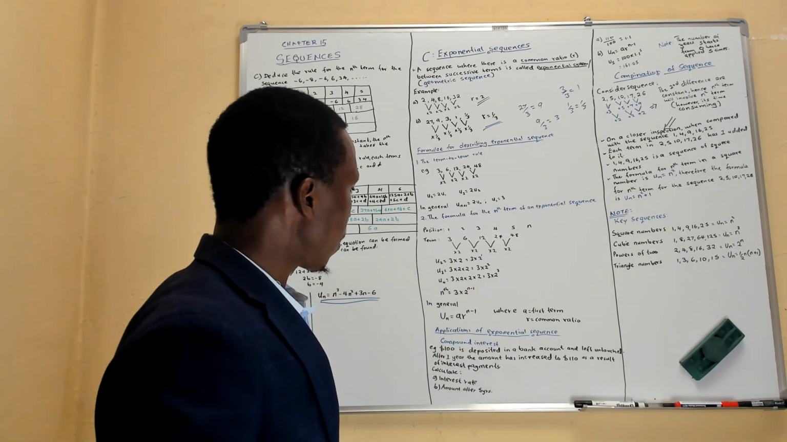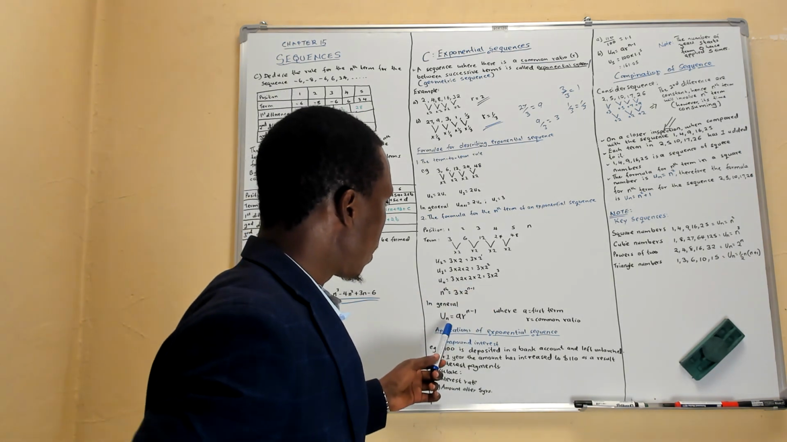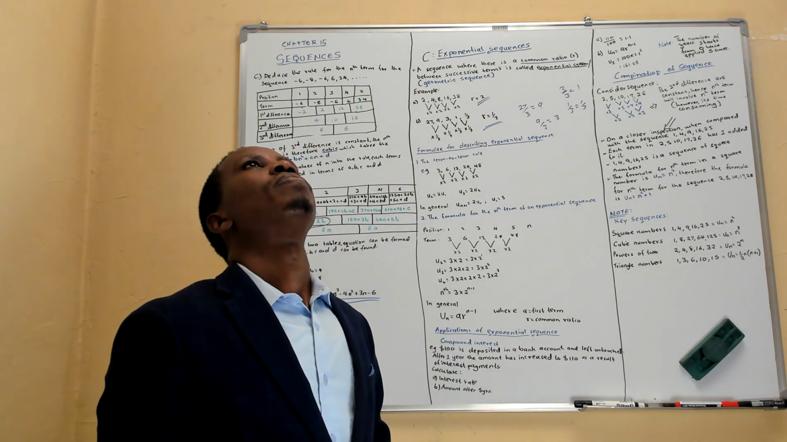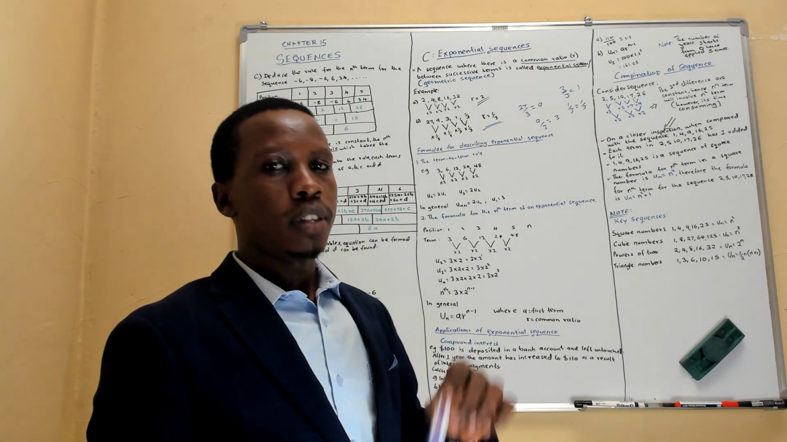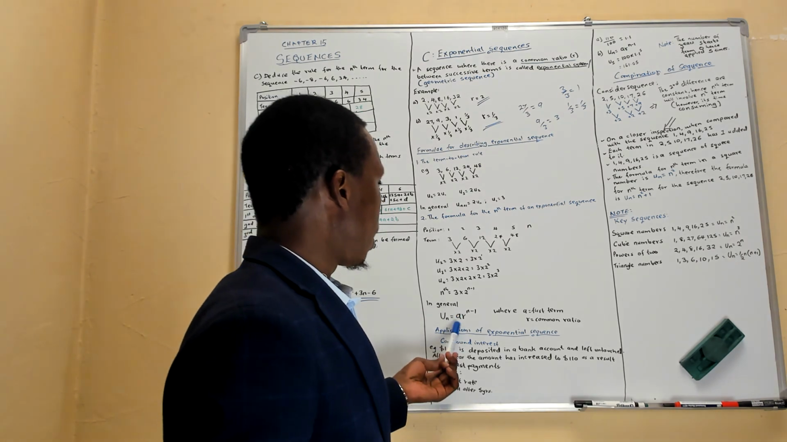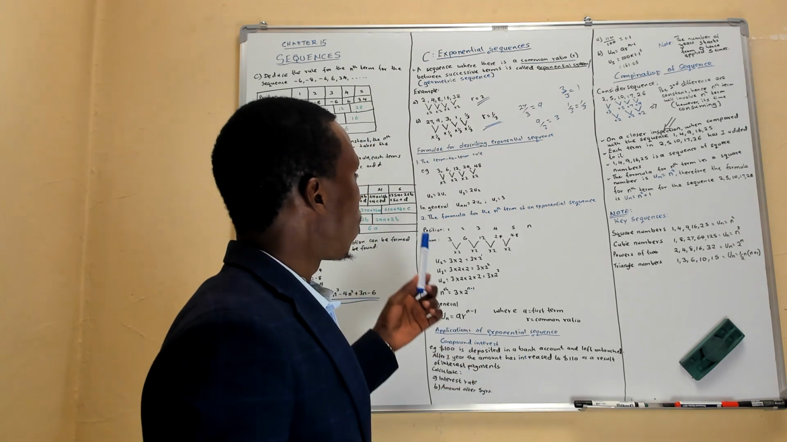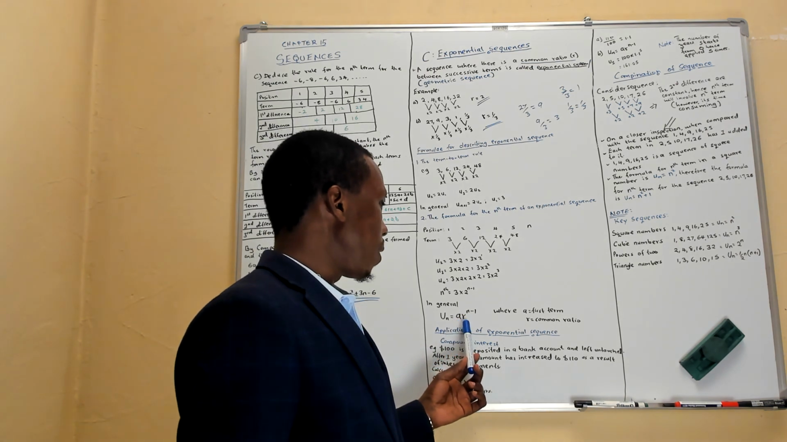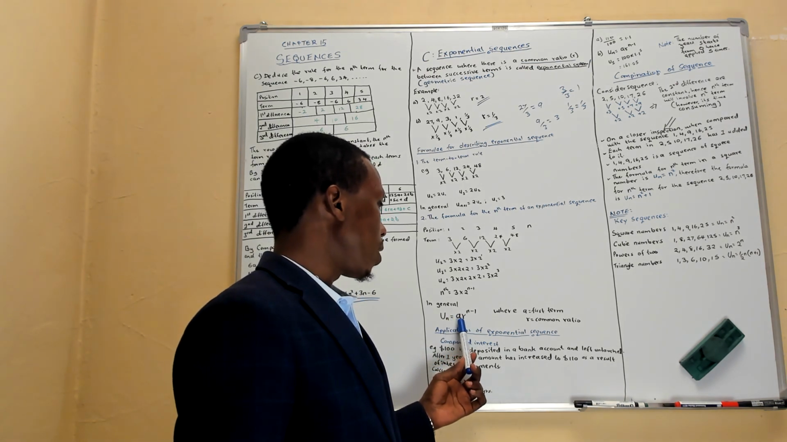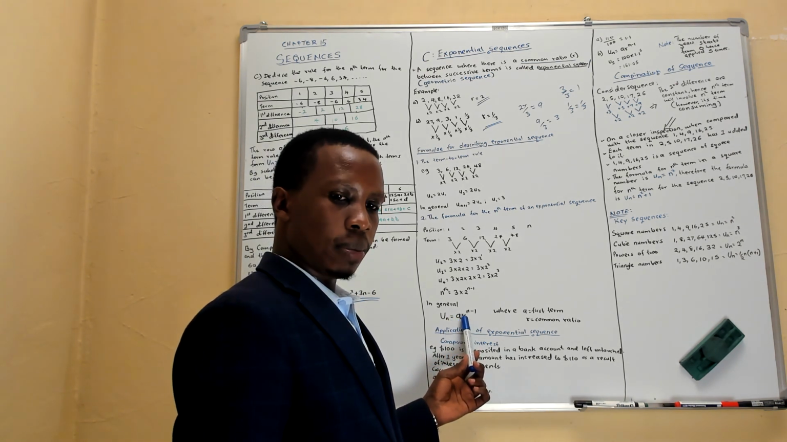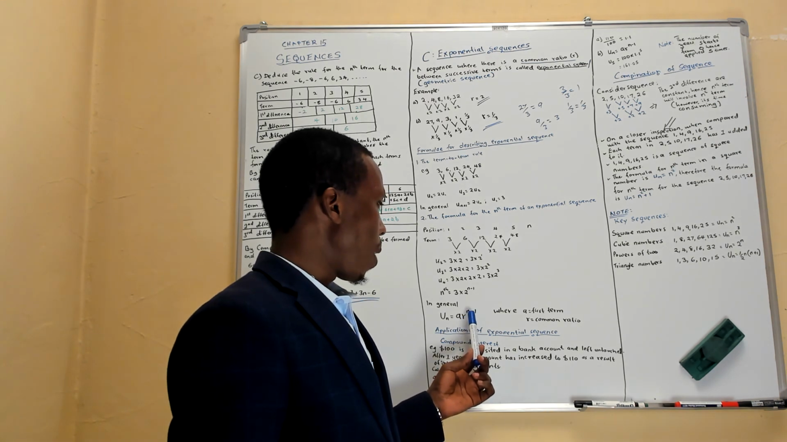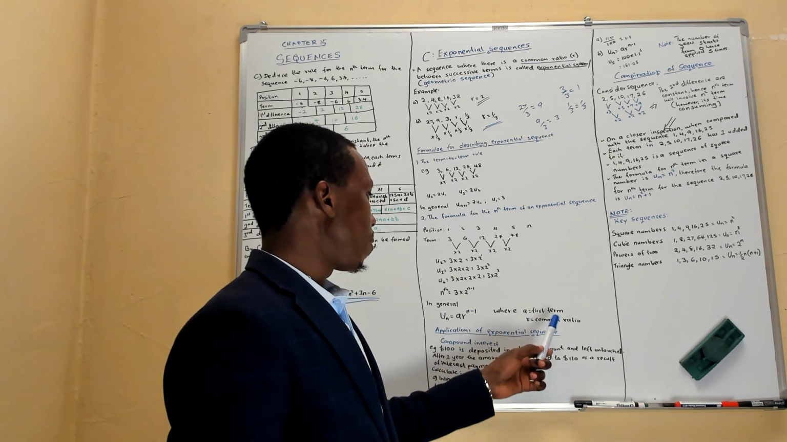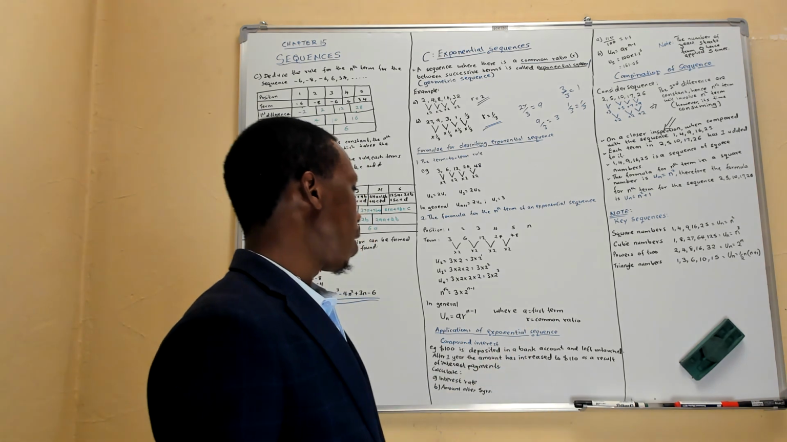Okay, now in general, you will agree with me that the formula for the nth term of this sequence, that is the geometric or exponential sequence, is u n equals a times r power n minus 1, where a is the first term and r is just the ratio.